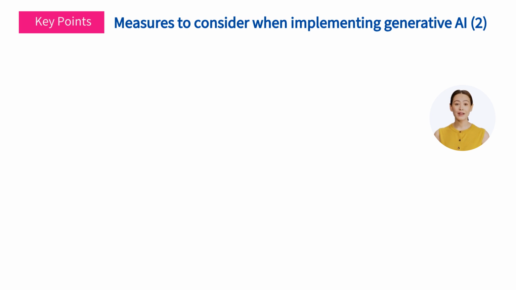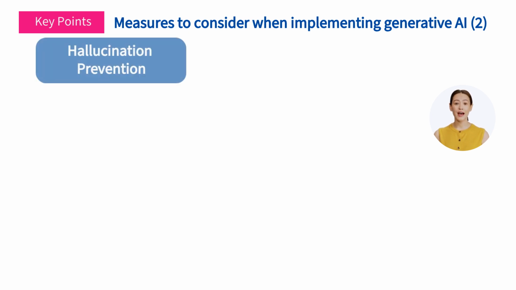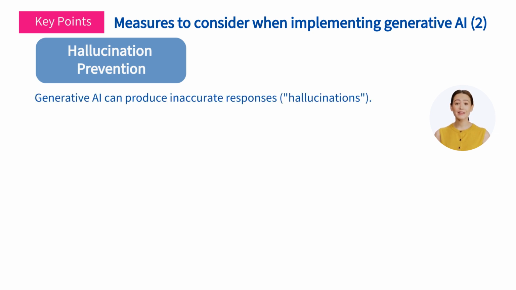The second key area is reducing hallucinations, a term many of you might already be familiar with. Generative AI sometimes generates responses that sound convincing but are actually inaccurate or not based on real facts. Even when asked specific questions, it may provide answers that are simply wrong. In the past couple of years, with the rise of tools like ChatGPT, many techniques have been developed to reduce these hallucinations. So what's the most effective way to prevent this?